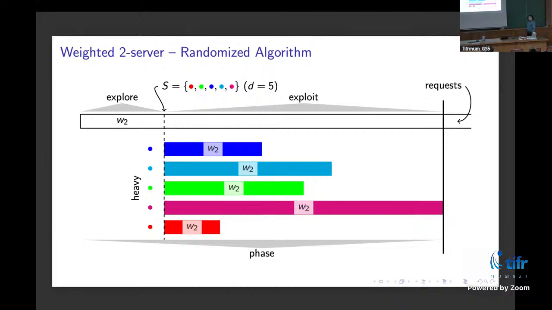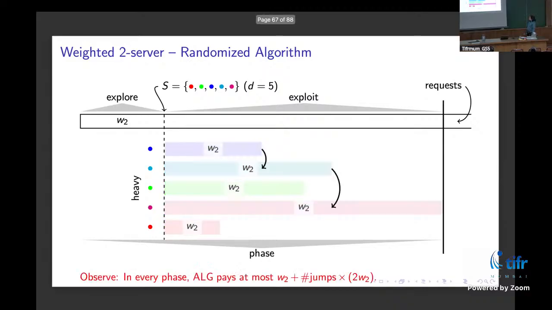So how much have we paid in this process? We have paid the cost of W2 in the explore part, plus every time we take a jump, every time we start a new simulation, we pay W2 for shifting the heavy server. And while we are following that one simulation, we pay at most W2. In general, it's going to be less than or equal to W2, but conservatively, let's just assume we paid W2.